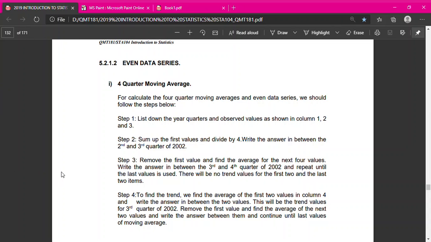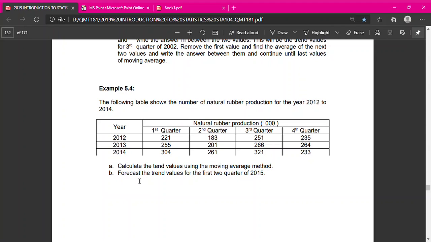Alright, so let's see this data. This is an example of 4 quarter data, quarterly data. In the years 2012, 2013, 2014, we have quarters. Our data is about the production of rubber, natural rubber. So our variable is the production of natural rubber. First of all, when we have data like this, we want to find a trend or moving average.